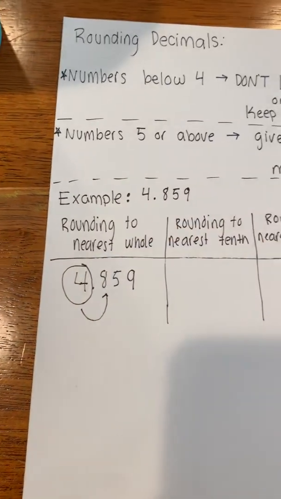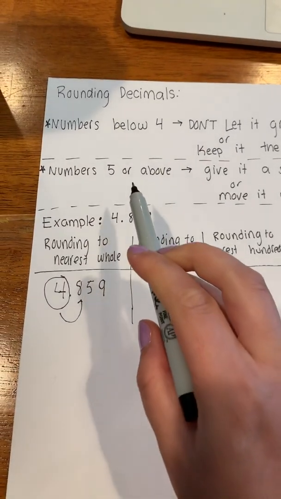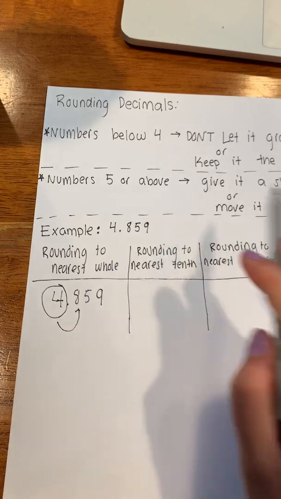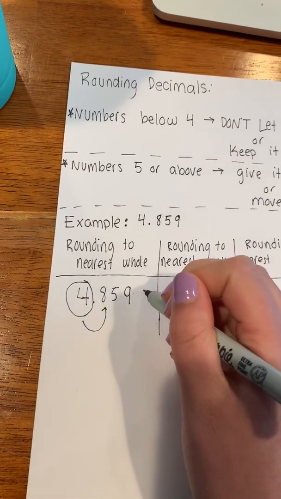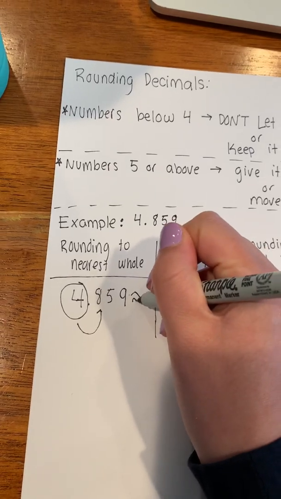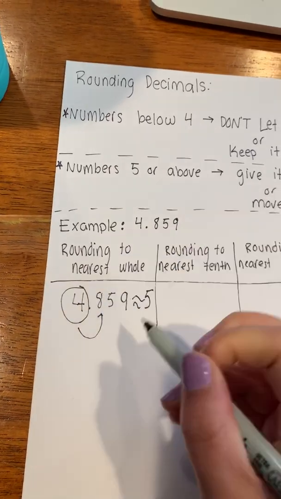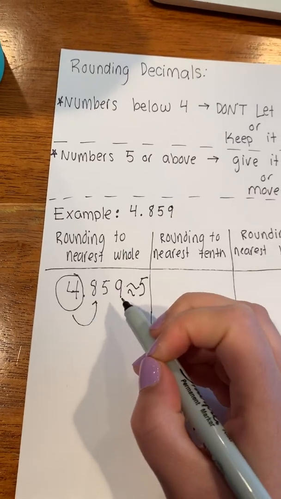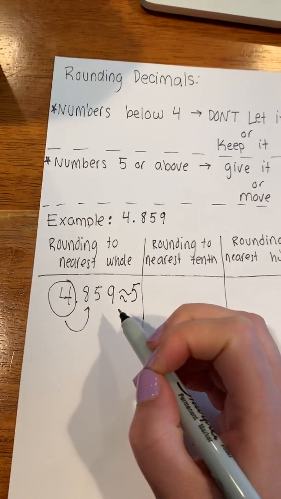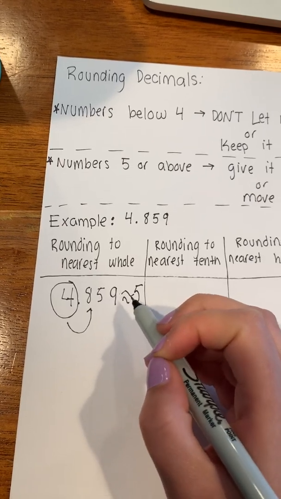That next door neighbor is an 8. So we look up at our notes. Well, it's above 5, so we give it a shove. So instead of a 4, we're going to actually round this to 5. Now, you guys know it's about, right? These two are not equal, but it's really close to 5. This is what this little symbol means, okay?